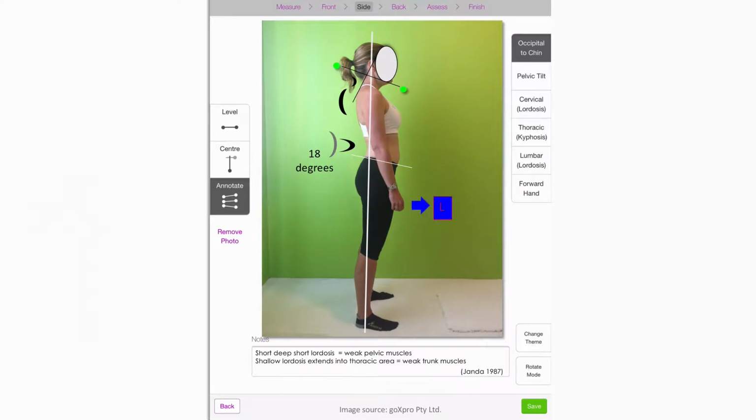From the front view, we may have noticed that one hand jutted forward of the other in the sagittal plane. If this was the case, then we'll indicate here on the side posture what we saw in the front posture.